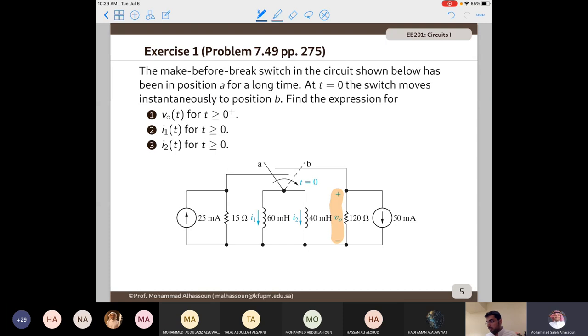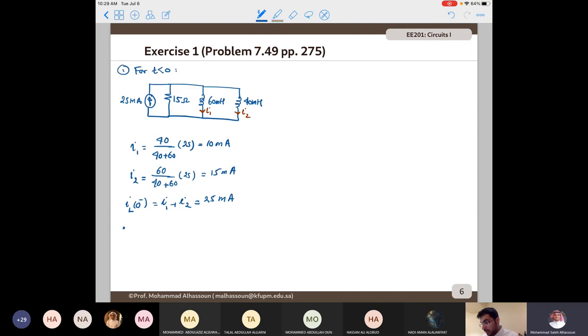Now let's see what happens with the switch at position B. The switch moves to position B, so the 15 ohm and 25 milliampere source are out of the picture now. We have a parallel combination of inductors, a 120 ohm and a 50 milliampere source. What I will do here is combine the inductors because they are in parallel. The equivalent inductance will be 24 millihenry.